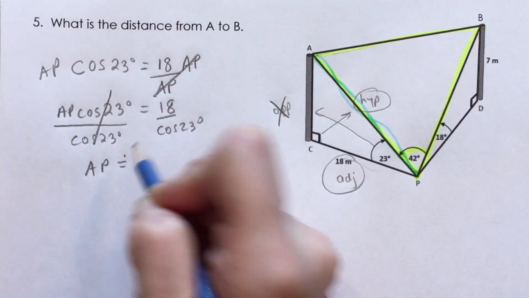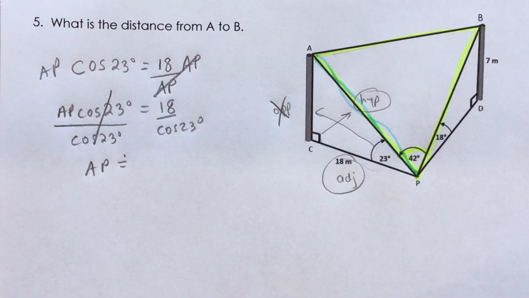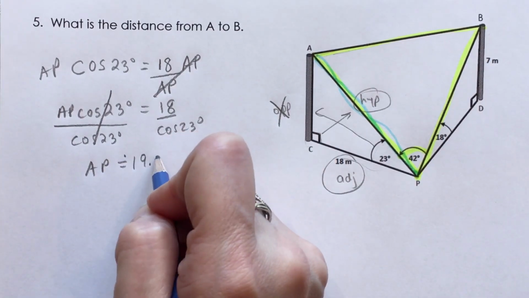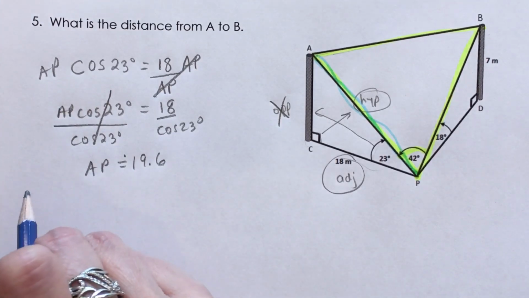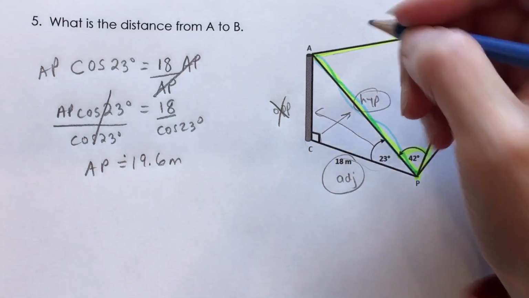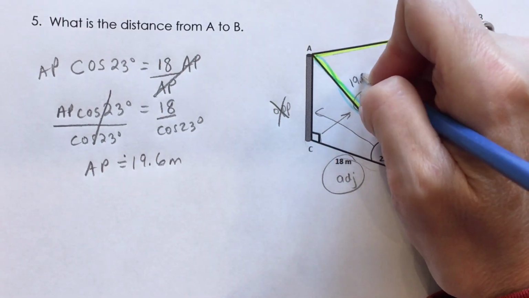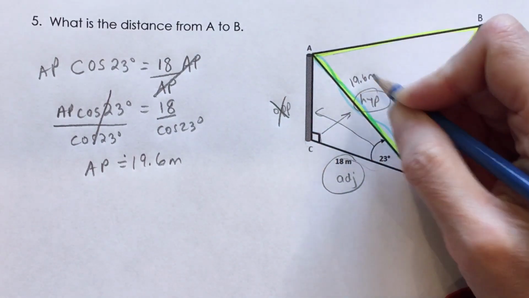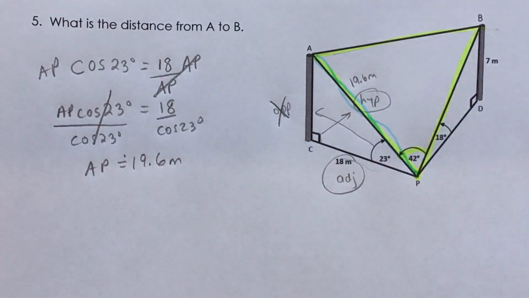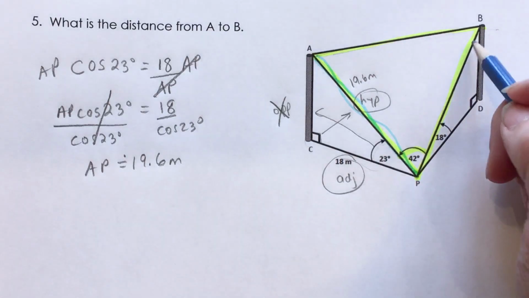So we end up getting that AP is approximately, 18 divided by the cosine of 23 degrees gives me approximately 19.6 meters. All right, so now we've got one of our sides here, 19.6 meters, and an angle. Still not enough information to calculate the distance from A to B. So let's go over to our other right triangle now, this one over here.